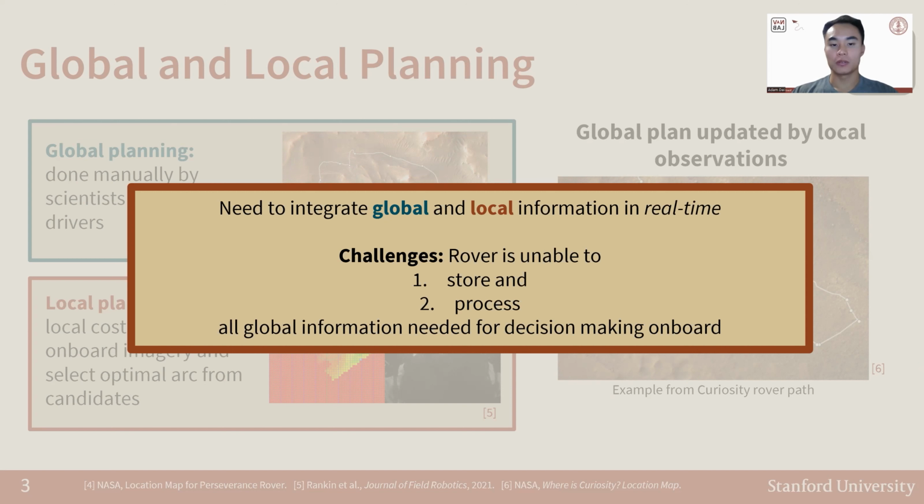So in order to have these rovers operate autonomously over long periods of time, there is a need to integrate global and local information in real time together. Now, a significant challenge to this is that the rover is unable to both store and process all of the global information that is needed for this decision making that the rover drivers are currently using in order to do this process.